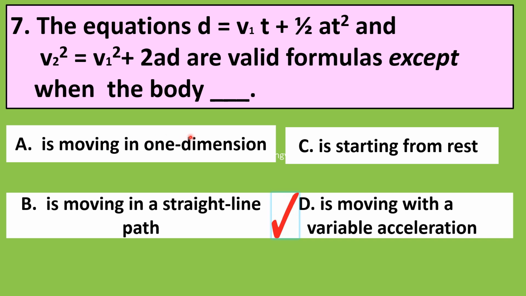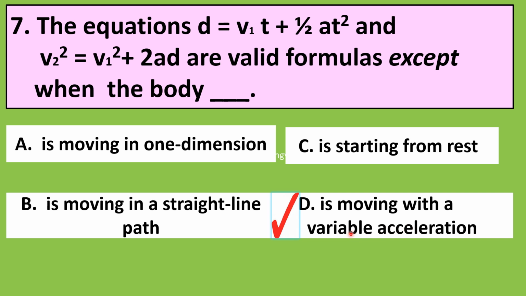Moving in one direction or one dimension is a very common example when you are applying this kinematics formula. Alright? Moving in a straight line path. So that's quite similar to letter A. Moving, starting from rest. Oh, we all have a lot of examples for this situation. So that only leaves us with option letter D, moving with a variable acceleration.